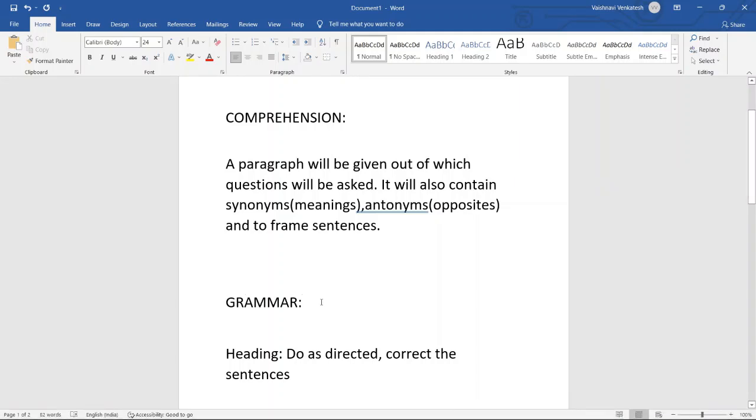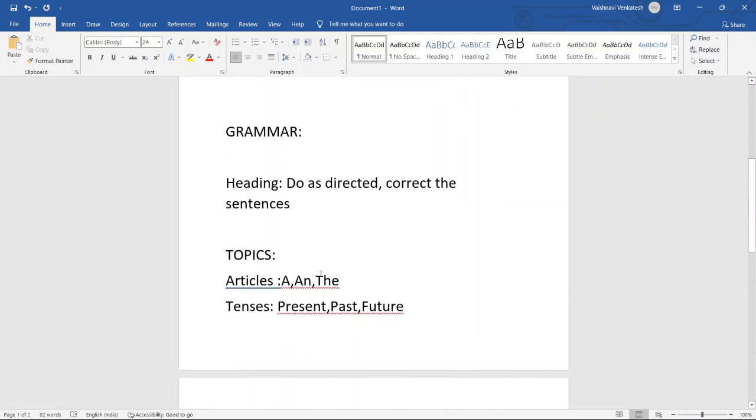Next up comes grammar. For grammar questions, you will have do as directed questions. That is, for example, they'll give you a sentence and ask you to change the sentence into certain forms or to fill in the blanks given in the sentence, etc. That's do as directed. And then there comes correct the sentences. Correct the sentences will have sentences with mistakes in them, say a punctuation mistake or tense mistake, etc. You have to change that tense mistake and rewrite the sentences in the correct form without the mistake.